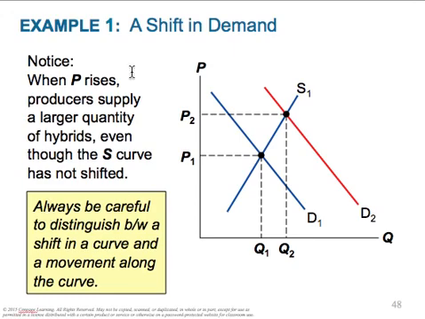Now notice when price rises, producers supply a larger quantity of hybrids, even though the supply curve has not shifted. It's movement along the supply curve here. Why? So the price, remember, for hybrids went up. Okay, so that's a movement along the supply curve. And then the shift of the demand curve increased quantity. So always be careful to distinguish between a shift in the curve and movement along the curve. We had a shift of the demand curve and movement along the supply curve here.